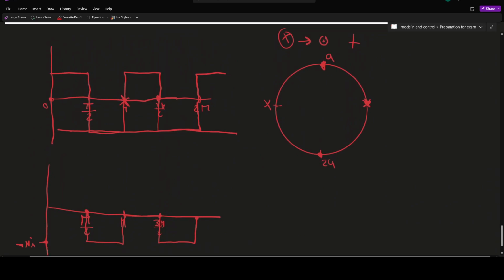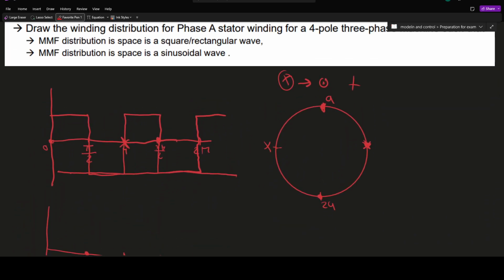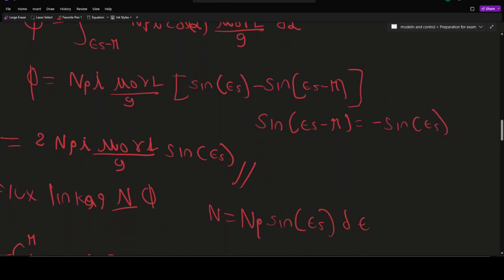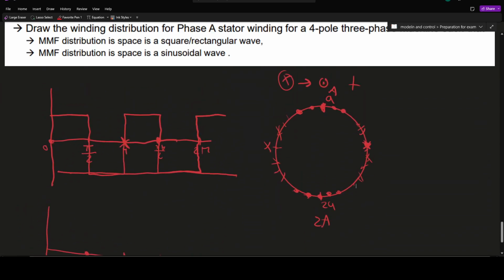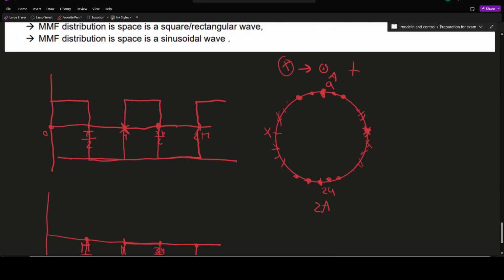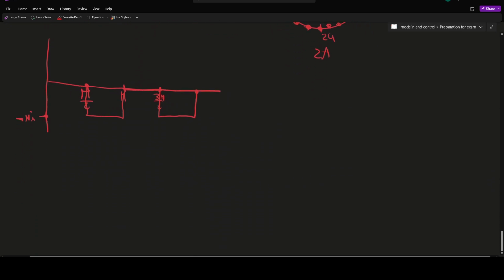And we know that to turn this into a sinusoidal, we need to distribute this right here and distribute this. So we have a capital A and capital 2A. So this will be just the same example that we already have done here, where we found the equation for MMF when we have distributed sinusoidal. So we just need to distribute the coil sinusoidally, and we will get the sinusoidal distribution of the MMF. That is it. I hope this helps.